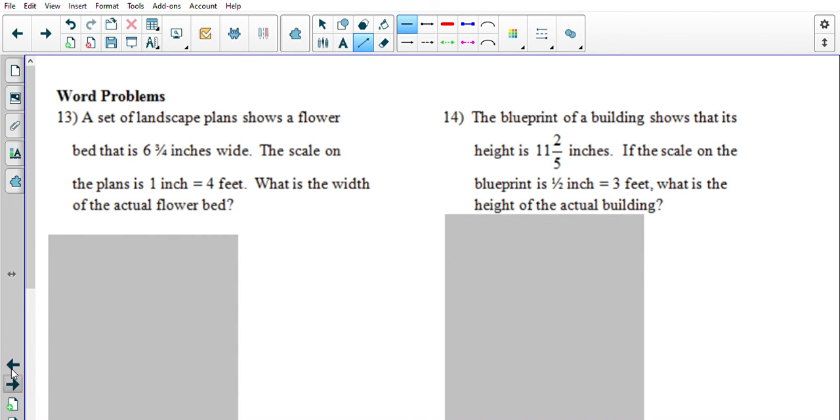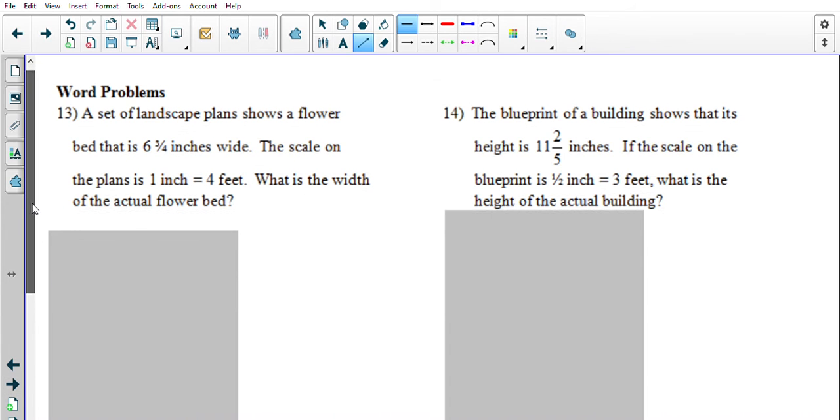All right, let's take a look at numbers 13 and 14. Number 13, it says a set of landscape plans shows a flower bed that is 6 3/4 inches wide. The scale on the plans is 1 inch equals 4 feet. What is the width of the actual flower bed? So this is pretty similar to what we already saw just without the pictures.